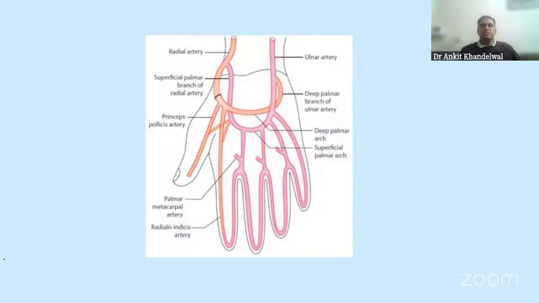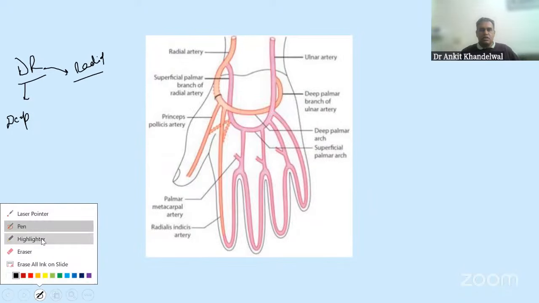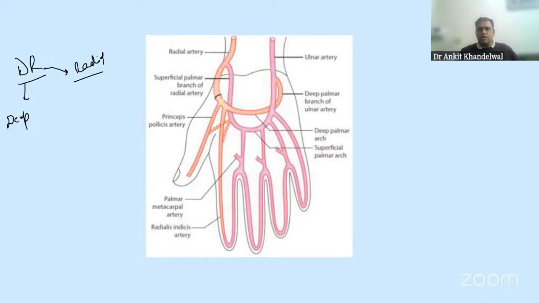Now we come to the hand part. As we discussed, the mnemonic was DR. So deep palmar arch is coming from where? Radial artery. Can you see it over here? Let me just help you guys. Deep palmar arch, always remember, lies proximally related to the superficial palmar arch. So deep palmar arch, and let us see over here the radial artery. Follow the two yellow highlighted areas.